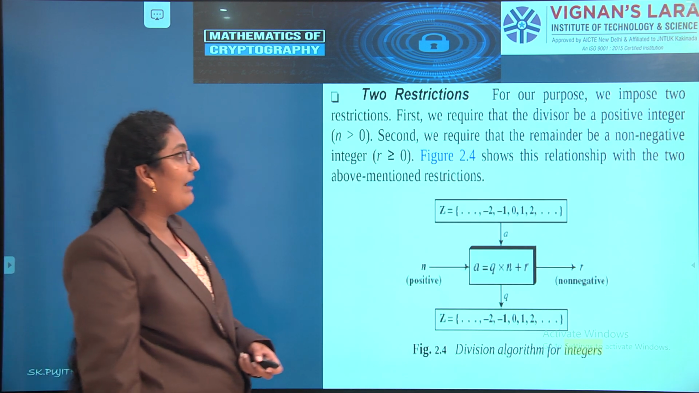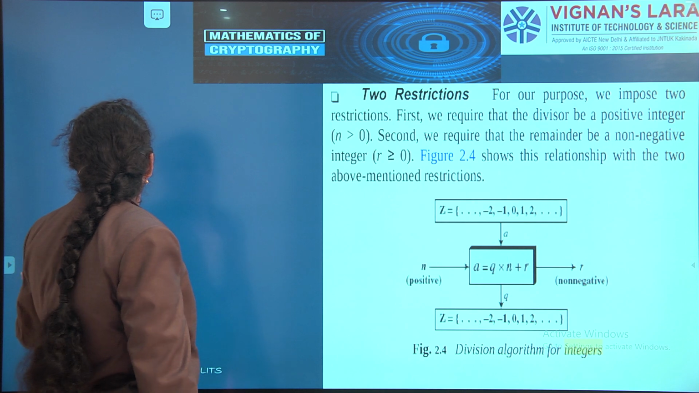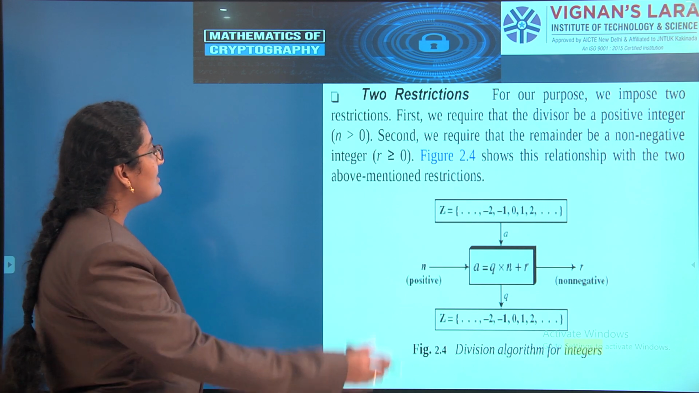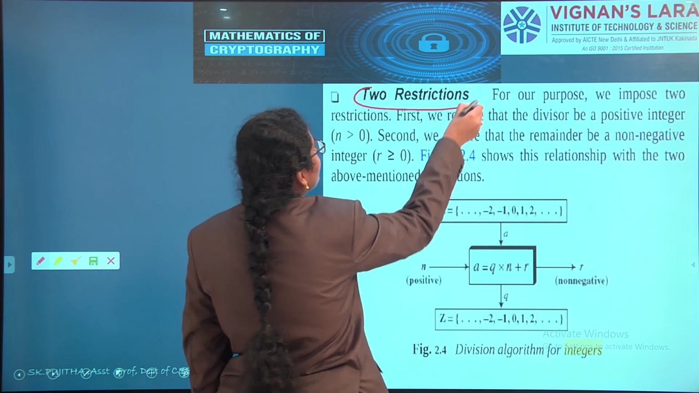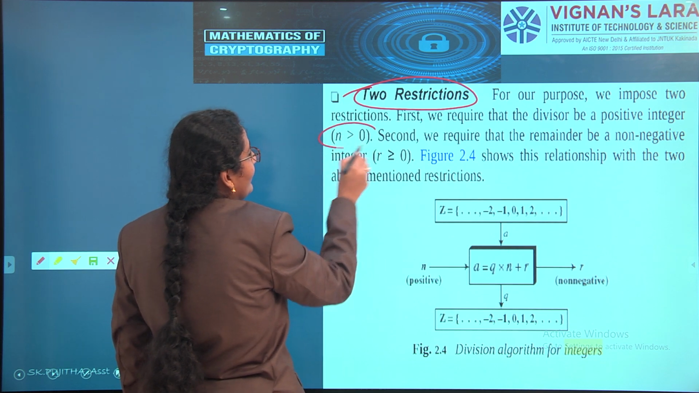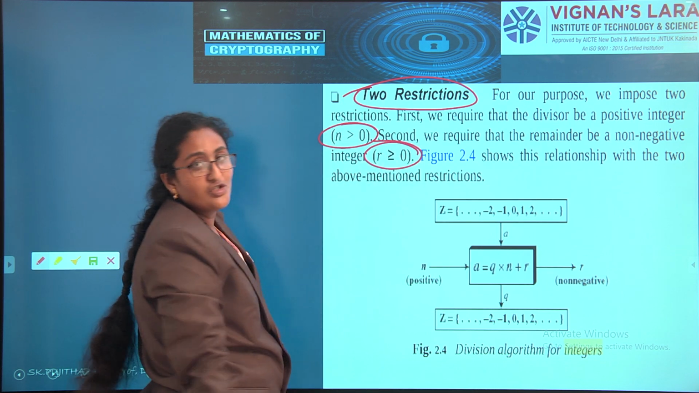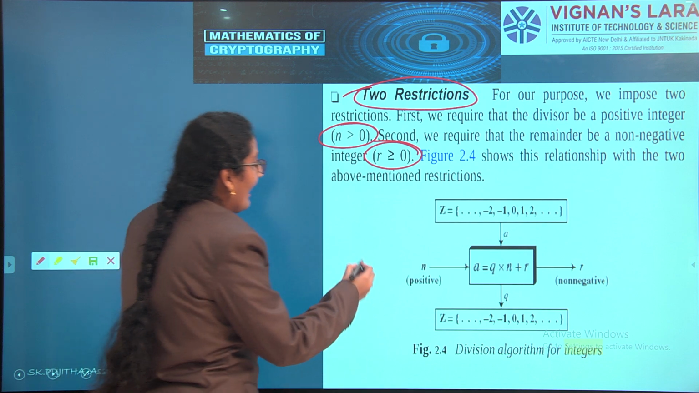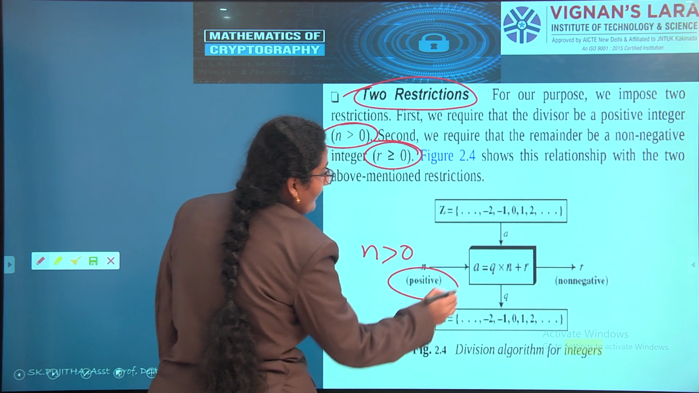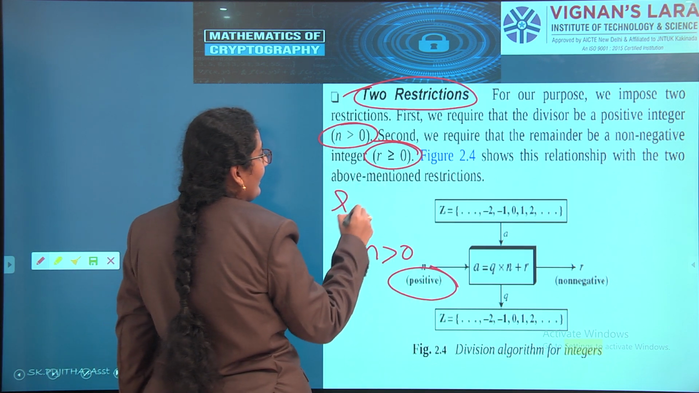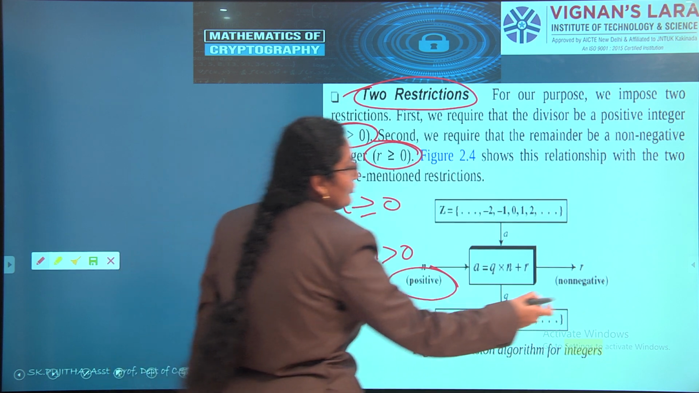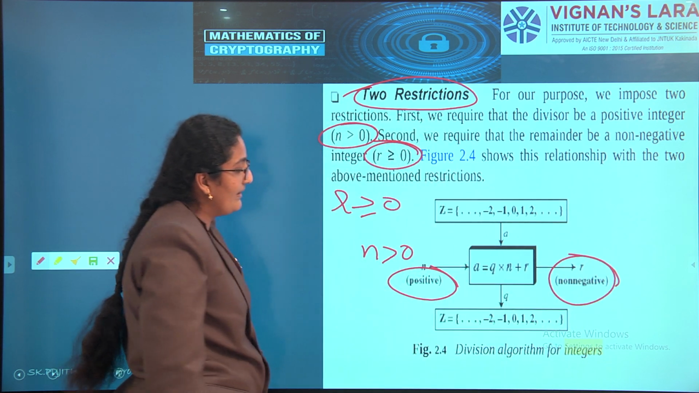So in this we have two restrictions. What are the two restrictions we have? See here, two restrictions we have in the division rule. n should be greater than 0, r should be greater than or equal to 0. n greater than 0 means n should always be positive. r greater than or equal to 0 means r should not be negative, r should be non-negative.